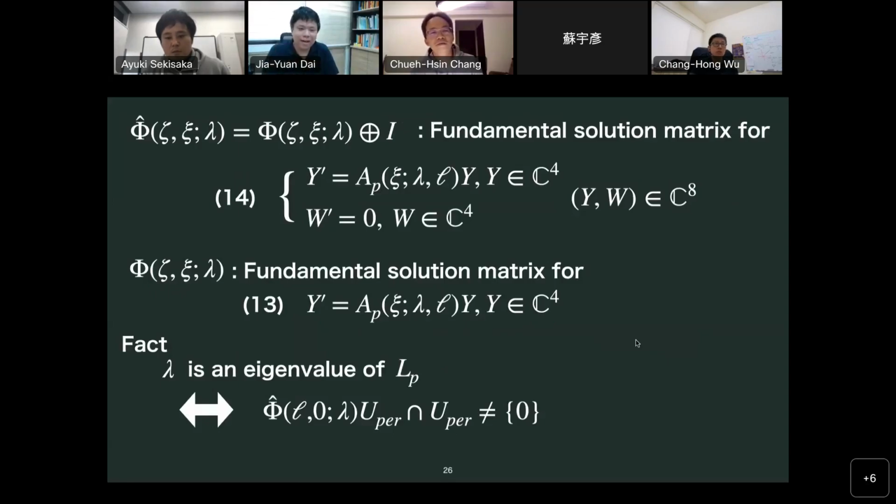So maybe the W component plays a role as period, right? Yes, I think they play a role as period. Because it's always a constant, W prime is always 0. And there are 4 periods because there are 4 components. I am not quite sure, but I guess.